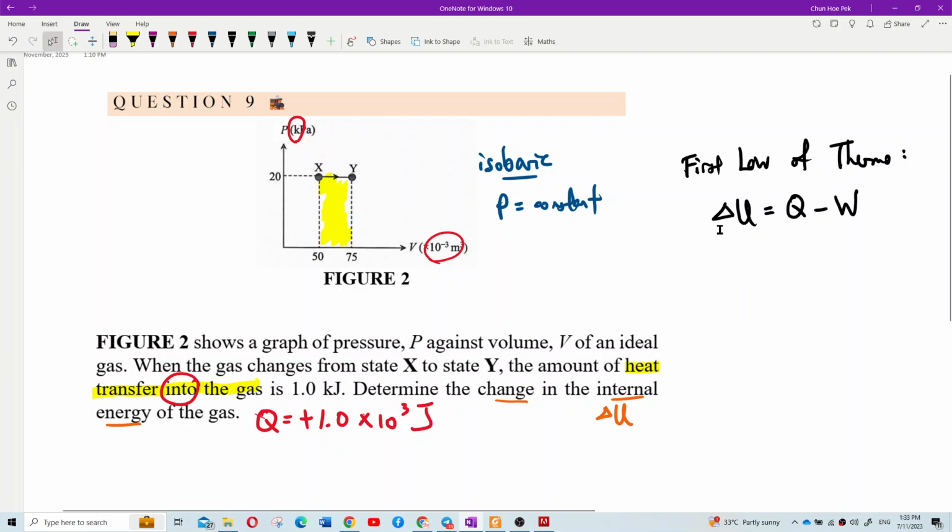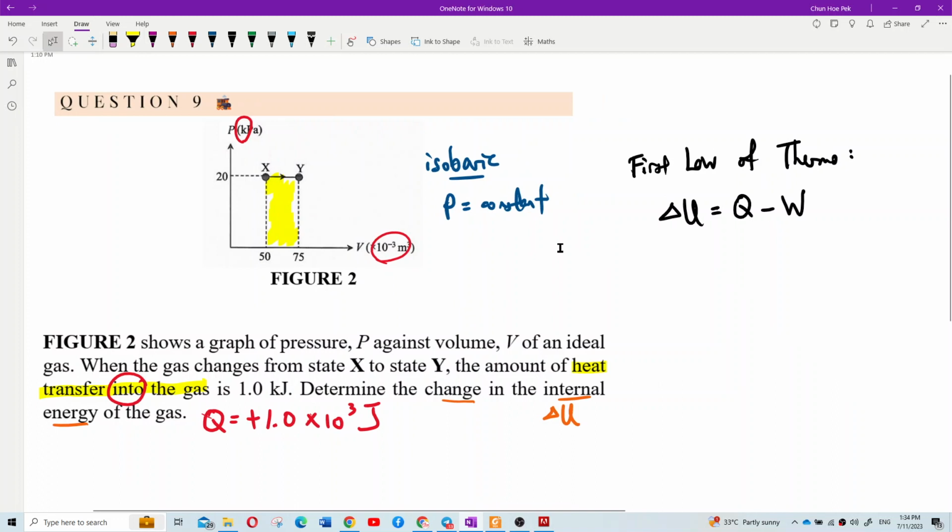So ada delta U kan? Ada delta U. Ada Q juga kan? Ada Q. Ada work done juga kan? Got area under the graph. So semua ada lah. So what you have to do is Q sudah ada. Q sudah ada, tinggal nak cari work done saja, ya. Find the work done.